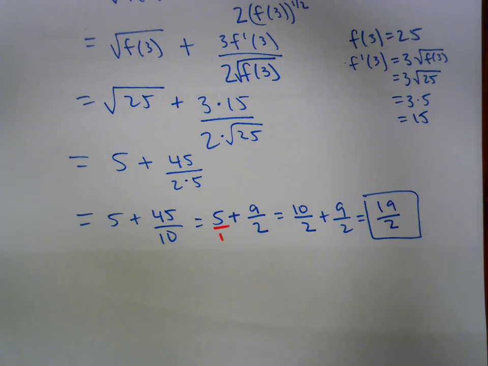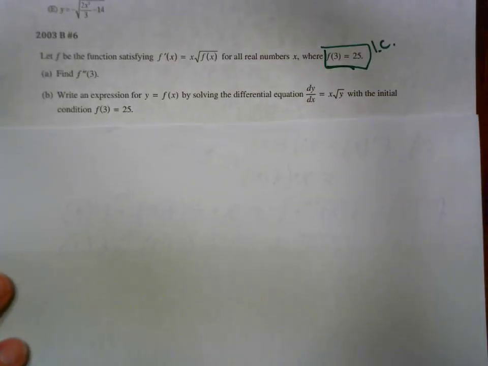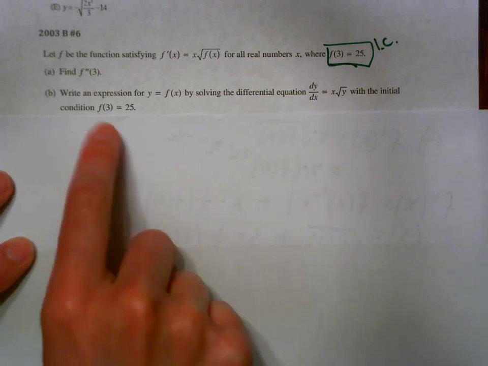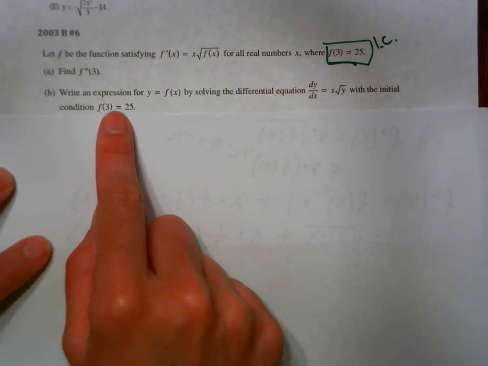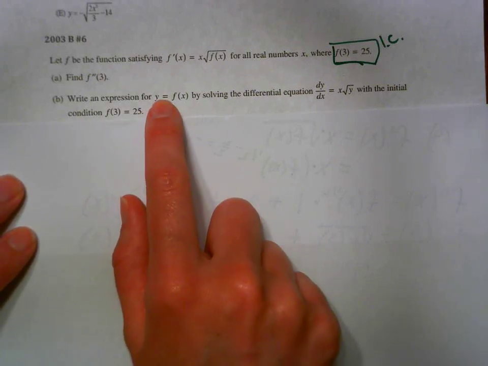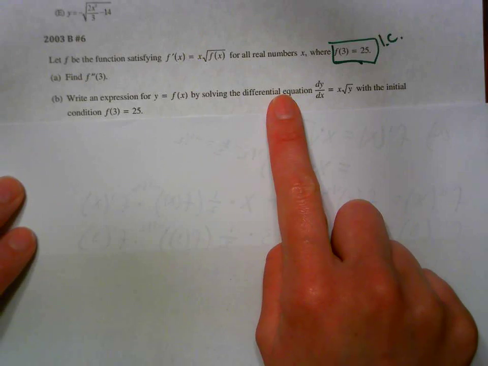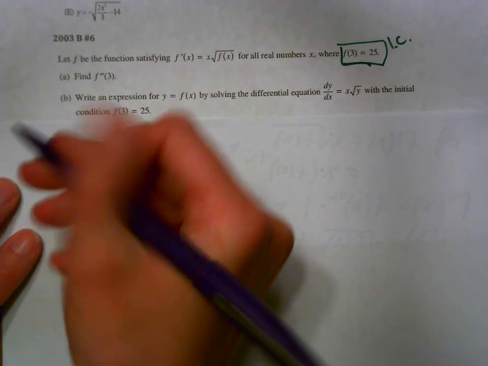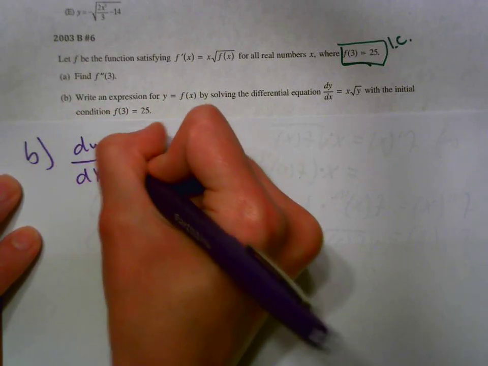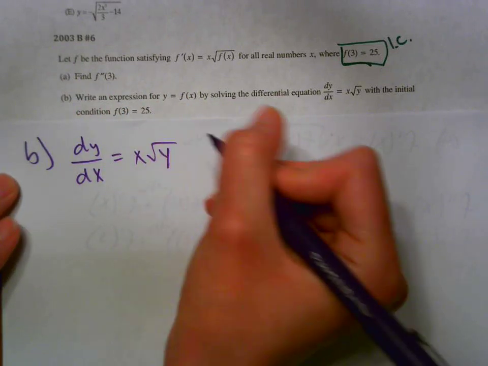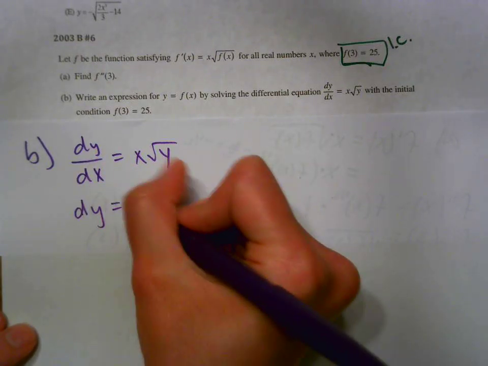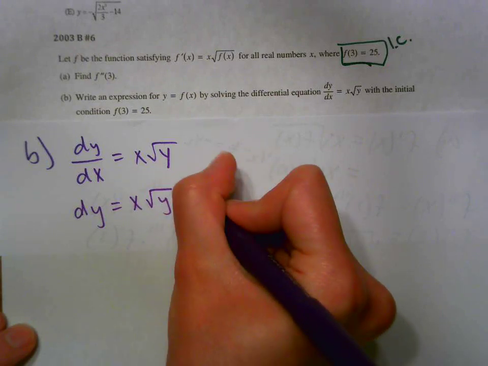Okay, so part B says write an expression for y equals f of x by solving the differential equation with your initial condition. So this sounds exactly like what we practiced doing, a separation of variables, right? Anytime you're solving the differential equation, that's separation of variables. So you're going to take your differential equation. First you got to separate your variables. So multiply by your dx and you get dy equals x square root of y dx.